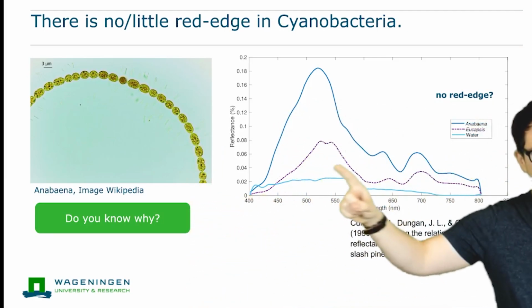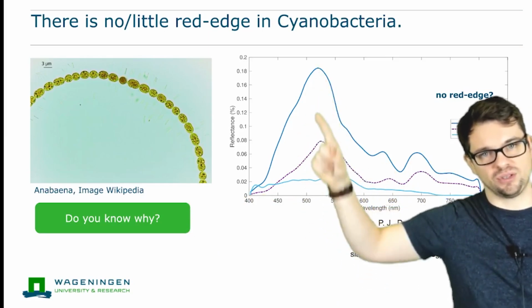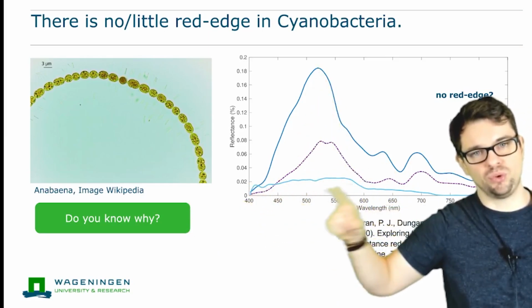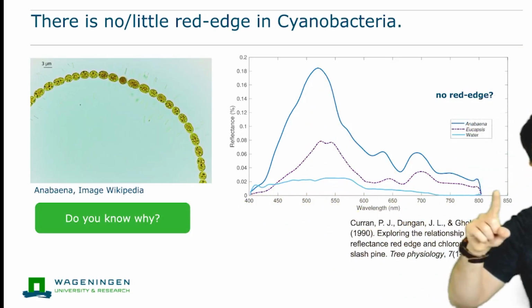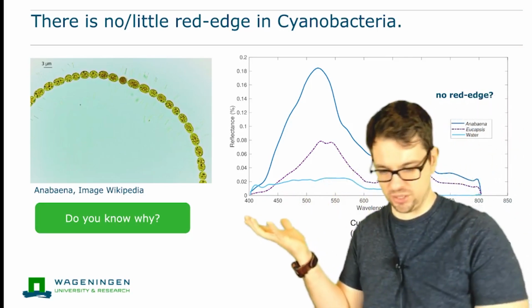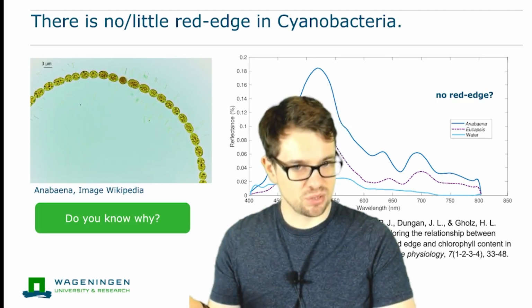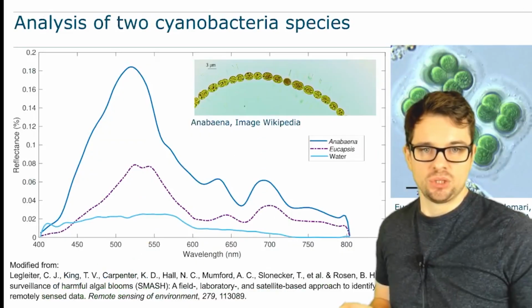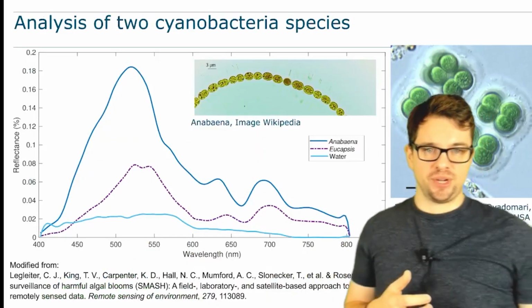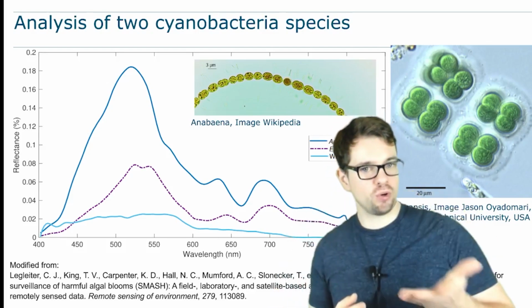There is high reflectance in the green, high absorbance in the blue and in the red, but there's no red edge at all because there's no leaf structure. Do you know why? Because there's no leaf structure in the plant, so this is why we don't have a red edge effect here.